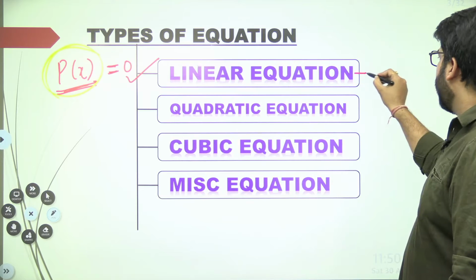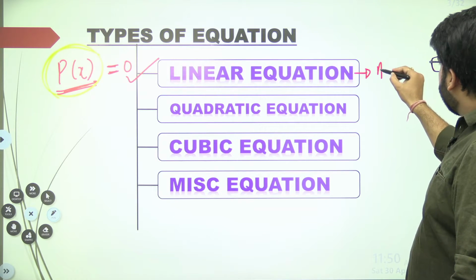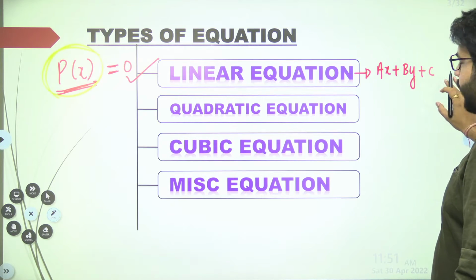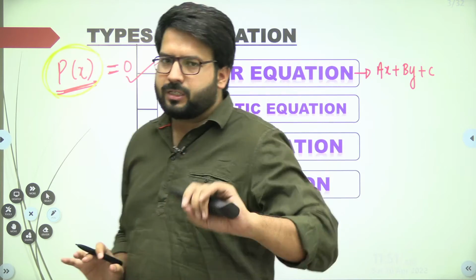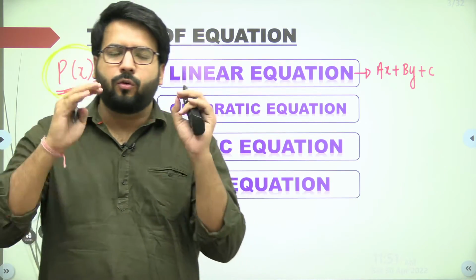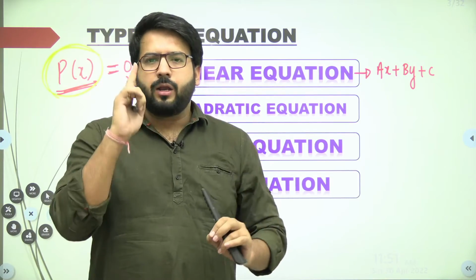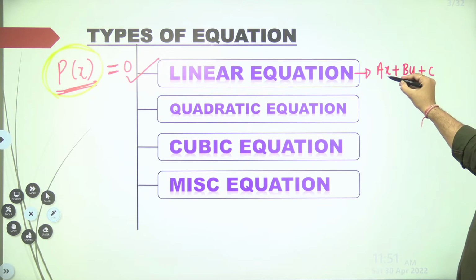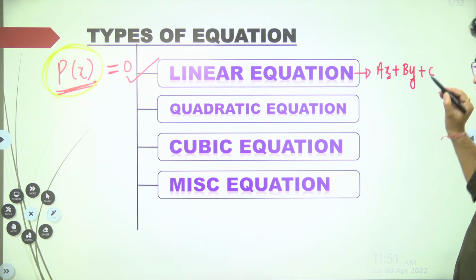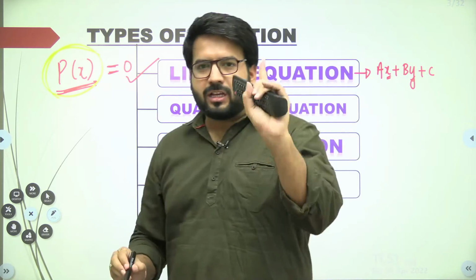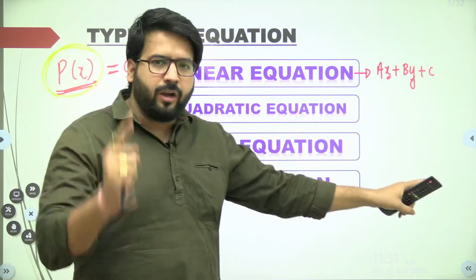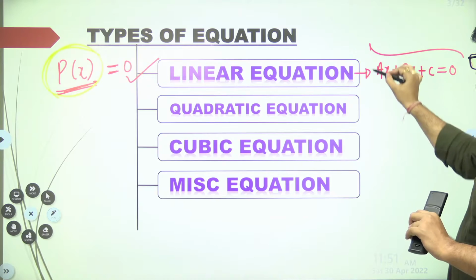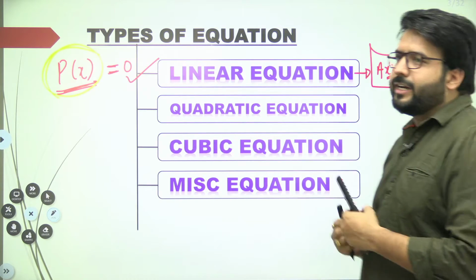If I write down a polynomial in 2 variables, this is the polynomial of 2 variables, ax + by + c. This is the standard format of a 2 variable polynomial of 1 degree. Why 1 degree? Because the variables are x and y, a, b, c are constants, and the maximum power of x and y is 1. That's why this is a 1 degree polynomial. Got it? So if I write this equal to 0, this will be a linear equation. This is the standard form of a linear equation.